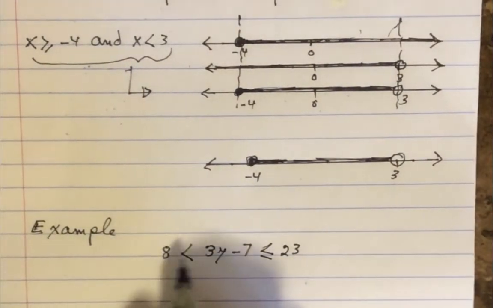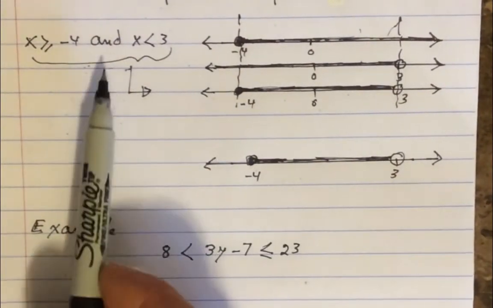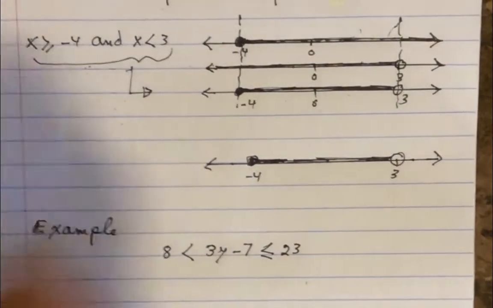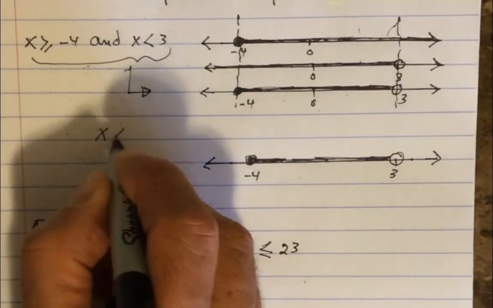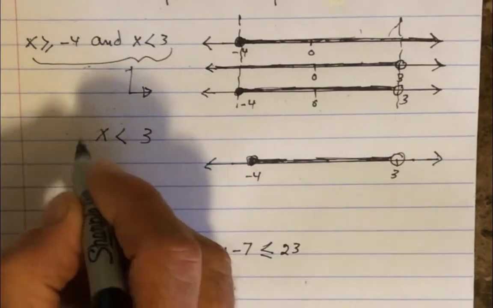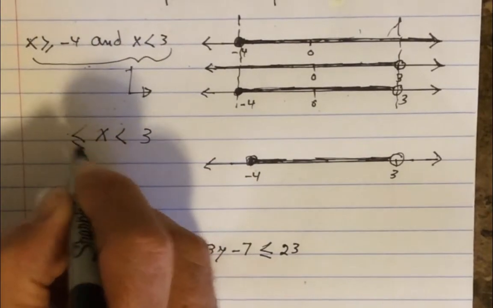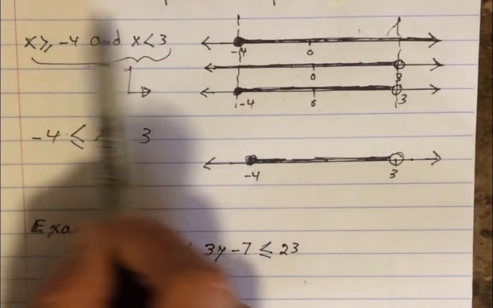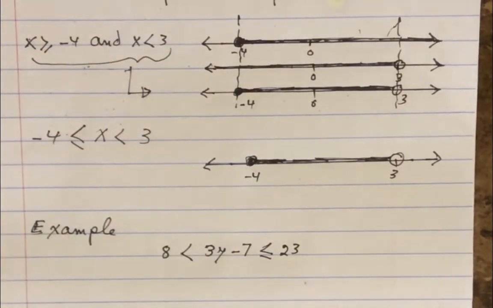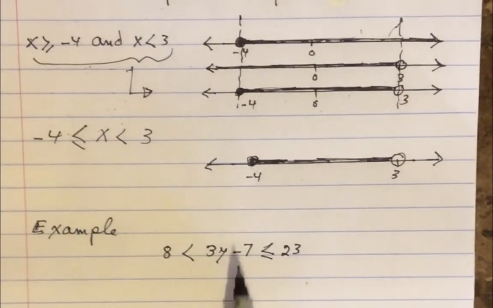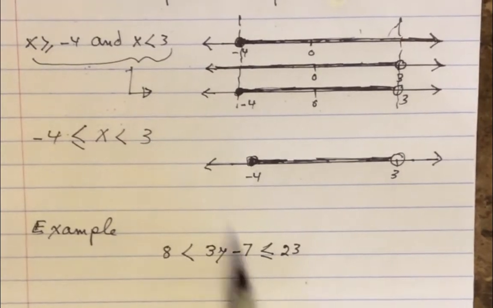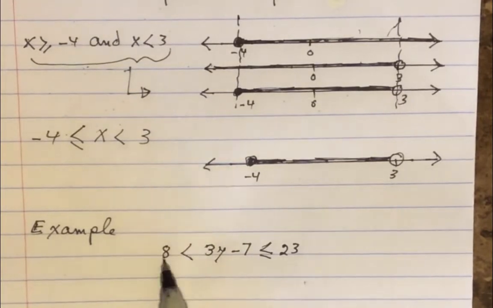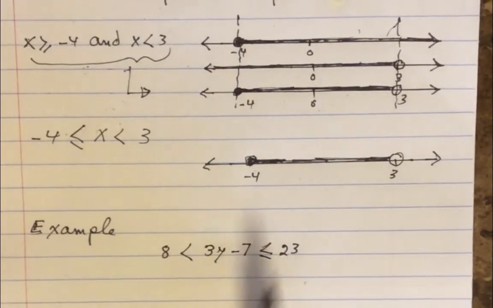Example. When it's compound inequalities using the word "and", we can just combine them together. Like you see this one, I can rewrite it with x in the middle: x less than 3, you put the big number on the right, and x greater than or equal to, you put the small number on the left. So this compound inequality represents this one, but we put them in one inequality like this. When it's written like that, it means two inequalities using the word "and". So over here we have 3y minus 7 greater than 8 and 3y minus 7 less than or equal to 23.